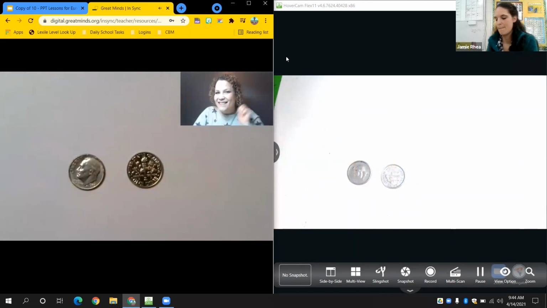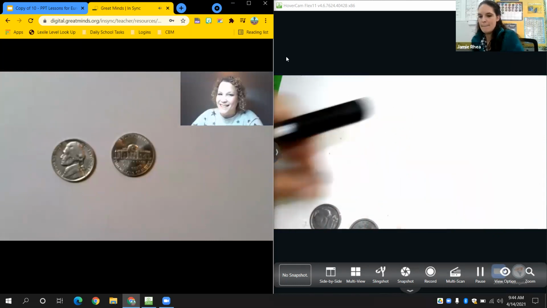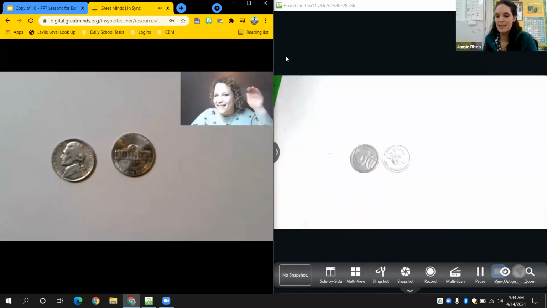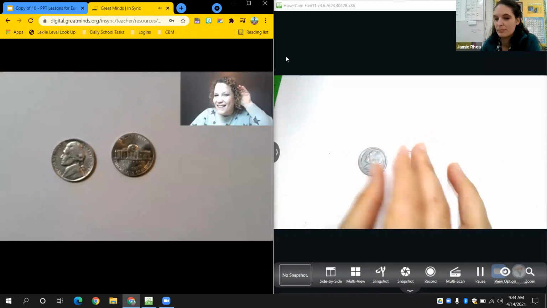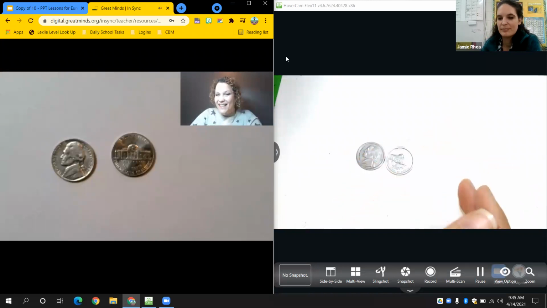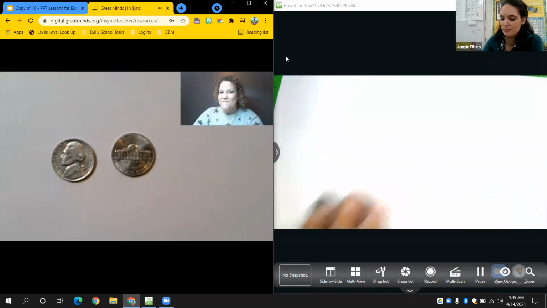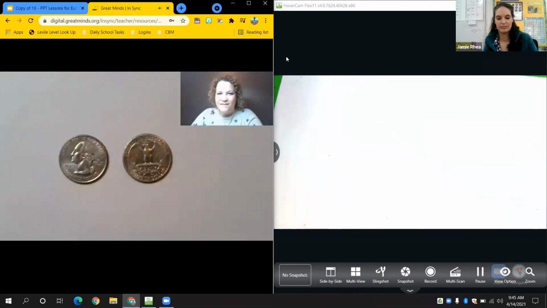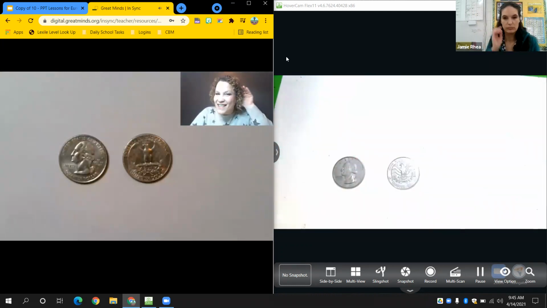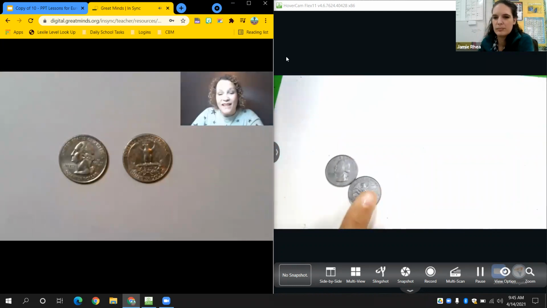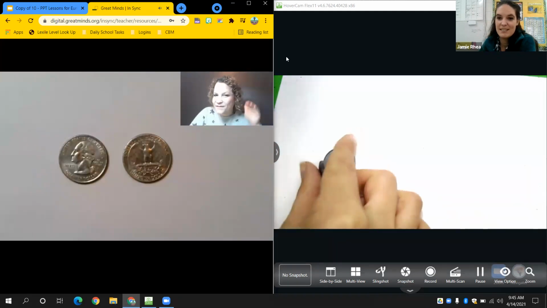10 cents. What coin is this? Nickel. It's a nickel. And a nickel is worth? 5 cents. Kind of hard to see, isn't it? It's kind of shiny. 5 cents. What coin is this? It's a quarter. And what is the value of 1 quarter? 25 cents.